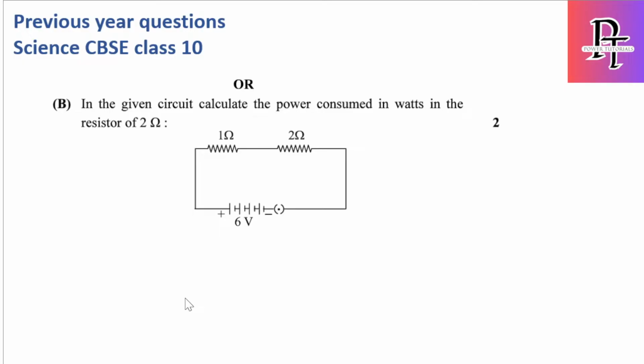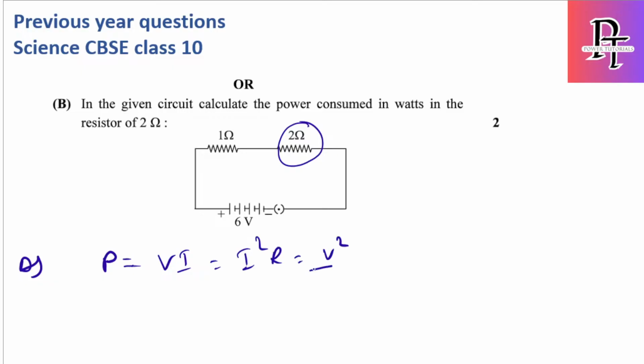So this is a circuit. This is just a 2 marks question, so an easy one. They're simply asking to find, in the given circuit, the power consumed in watts in the resistor of 2 ohms. Okay, they're asking to find the power at this resistor. So power formulas, we have a total of 3 formulas: either VI, or I square R, or V square by R. So you can use any of the 3.